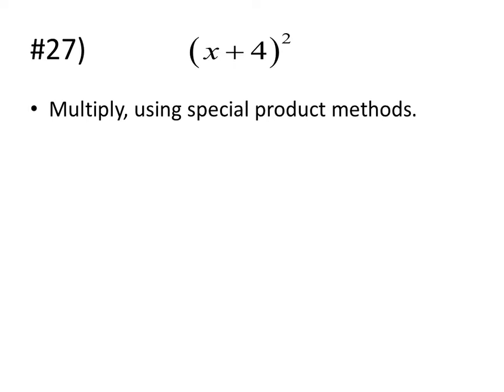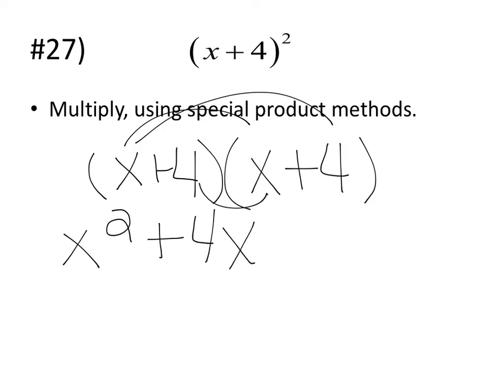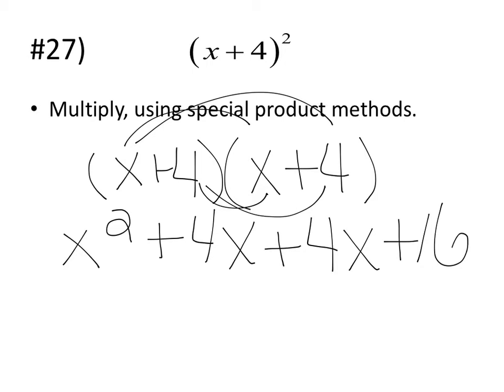Okay, so multiply using special product methods. X plus 4 squared. The misconception is always to just square both terms. No, you need to square the binomial. So I need x plus 4 times x plus 4. Distribute the x to both pieces, so you get x squared plus 4x, and then the 4 to both pieces. So you get plus 4x plus 16.